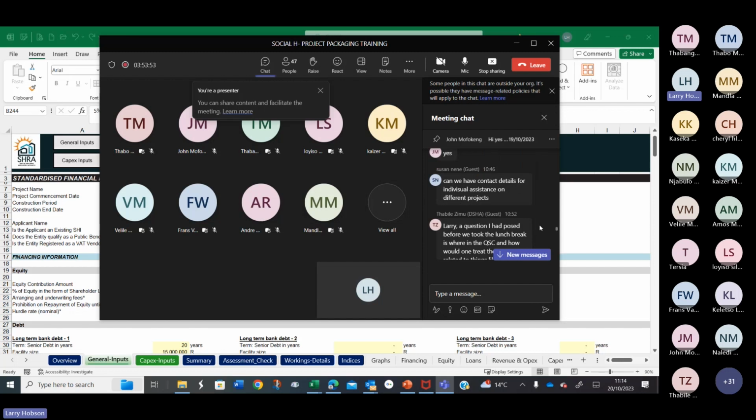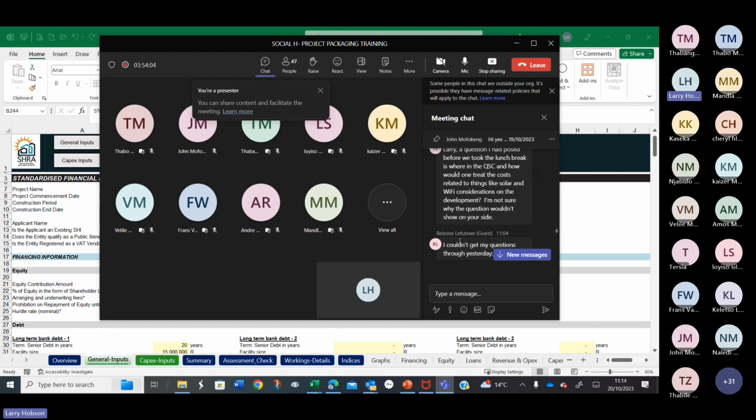Tabile, a question I posed before we took the lunch break is where in the quick scan we're going to see the costs related to things like solar and Wi-Fi. I'm not sure why the question wouldn't show on your side. Okay, yeah, well, we've got the question now. Solar and Wi-Fi are part of your development costs. You could add a line item for them, and if it's not there already, you could put it in the other section. So you could show those.